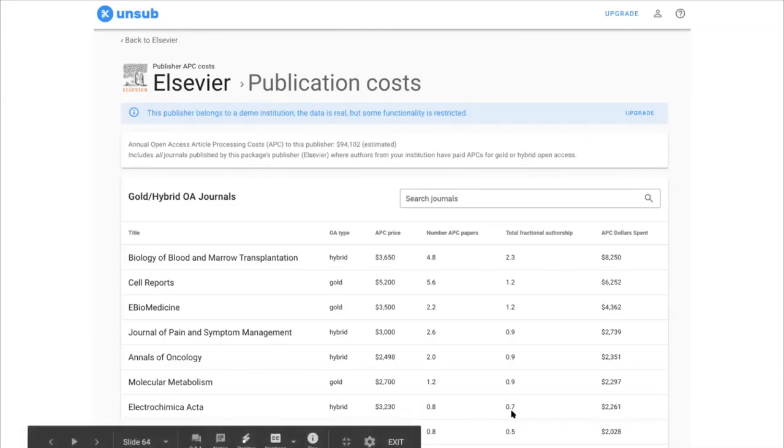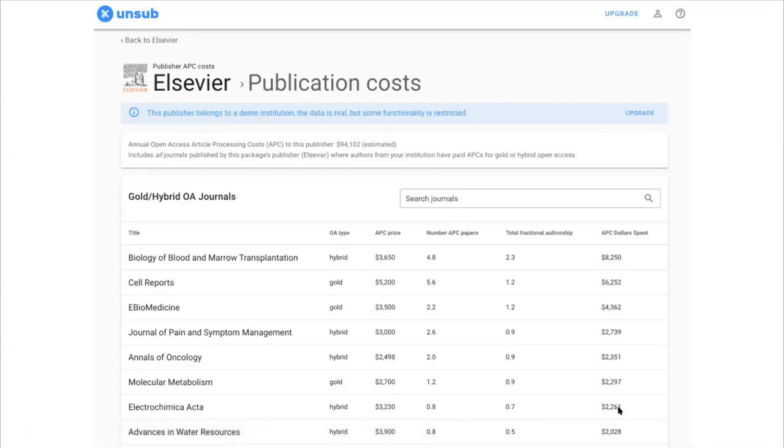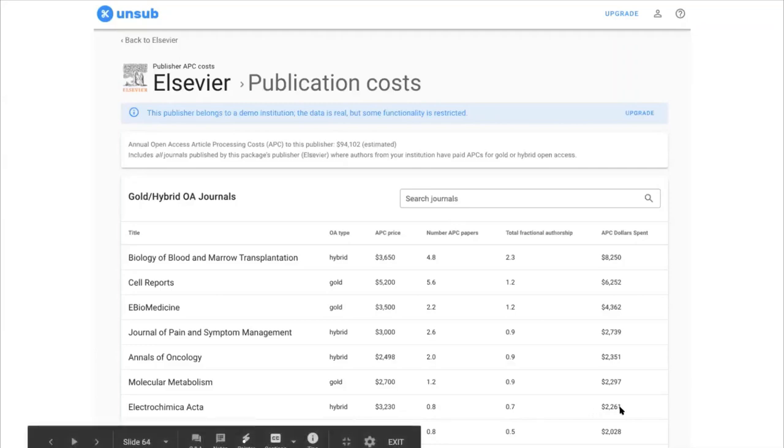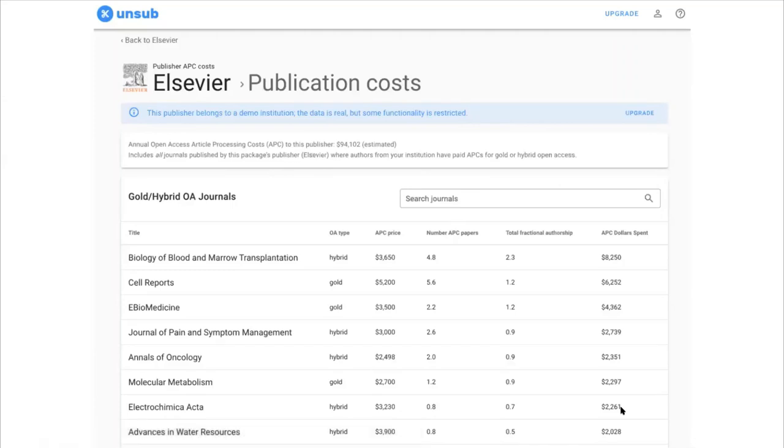And then the total fractional authorship is looking back over the last 5 years. If you sum everything together and average it out, what's the total fractional authorship? And we multiply that by that 3,230 to get an estimate that over the last 5 years, on average, $2,261 were spent by authors from this university to Elsevier for publishing hybrid in this journal.